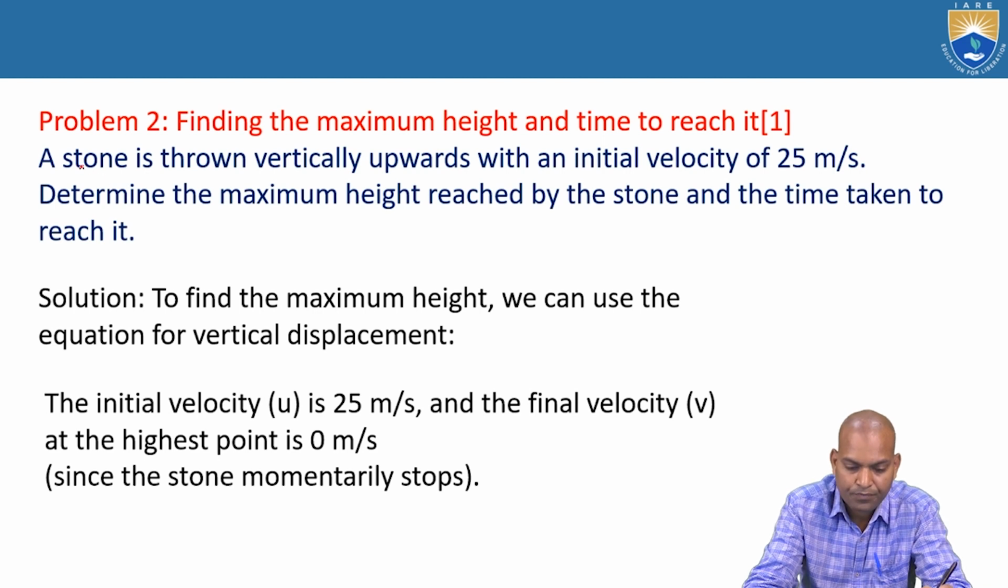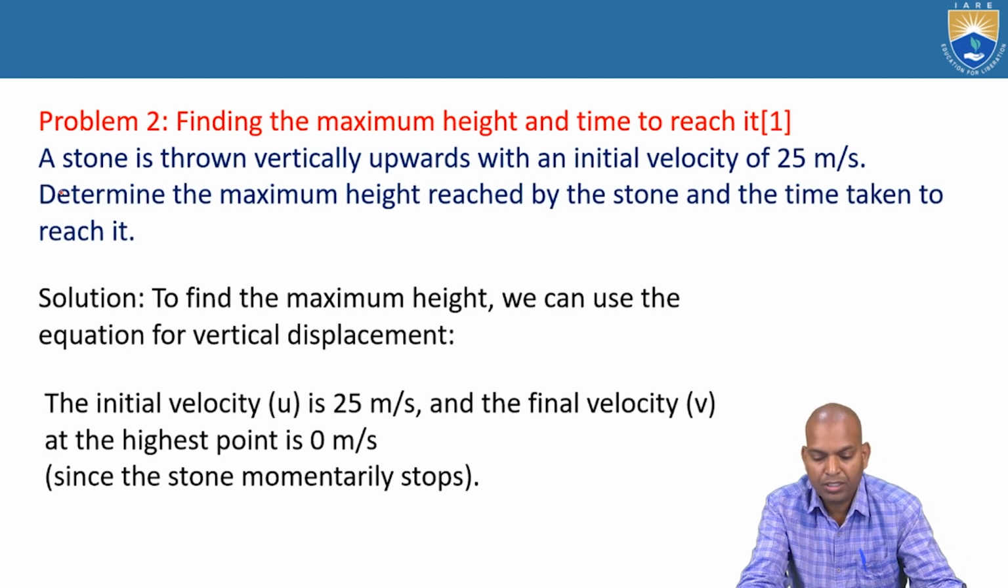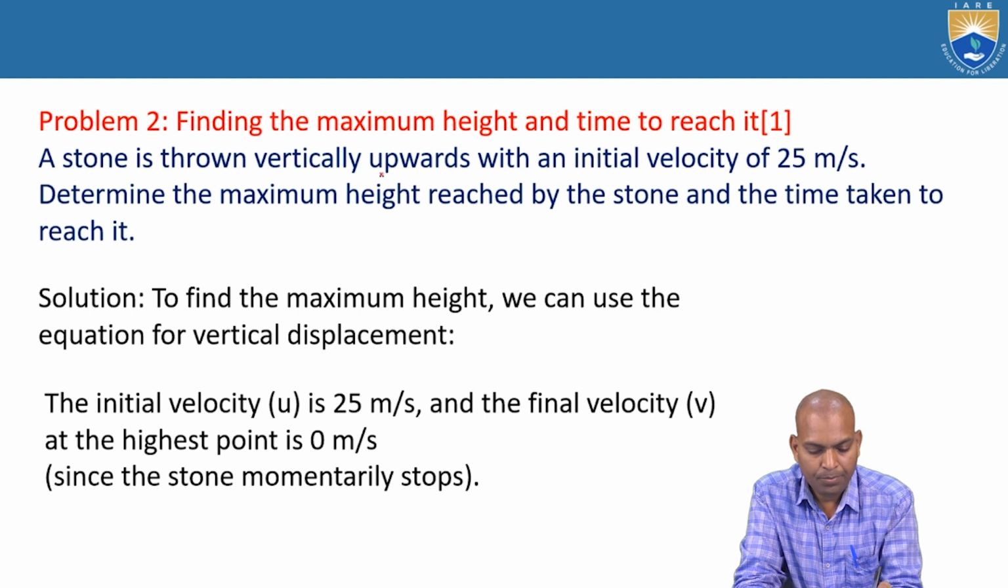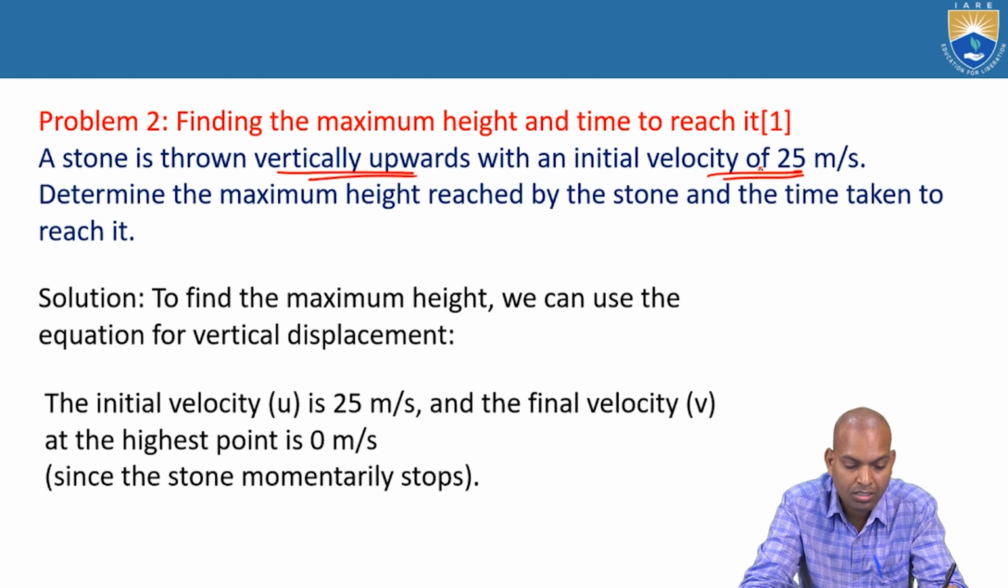There are two things: finding the maximum height of the projectile and the time to reach it. Now here we considered a stone. A stone is thrown vertically upwards with an initial velocity of 25 meters per second. Determine the maximum height reached by the stone and the time taken to reach it. Now let us begin.